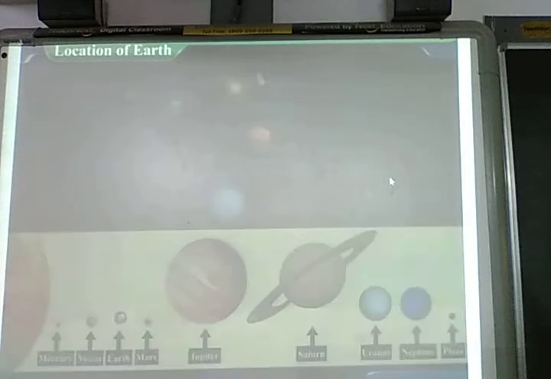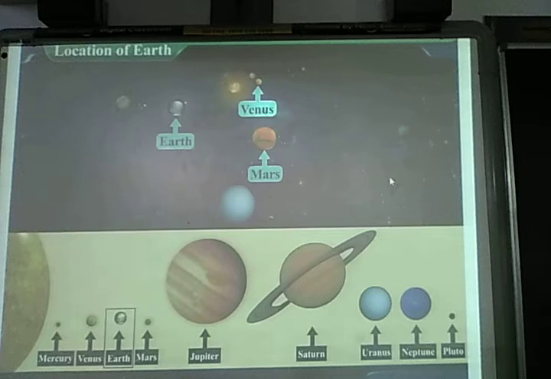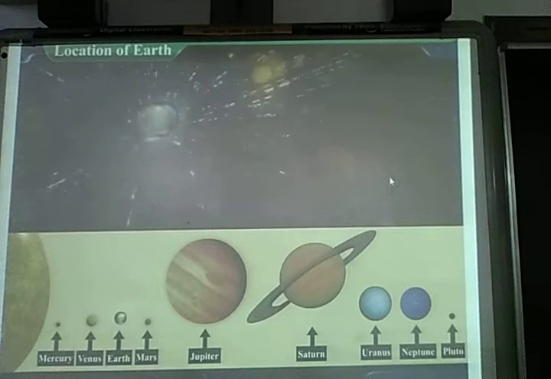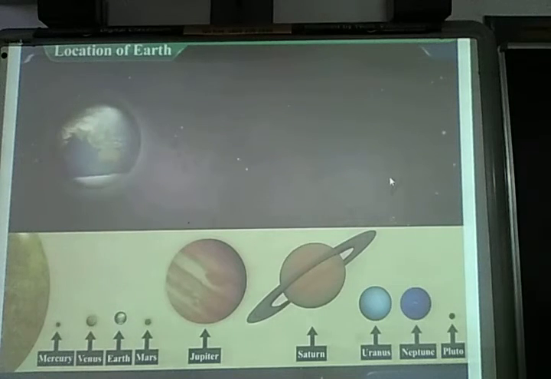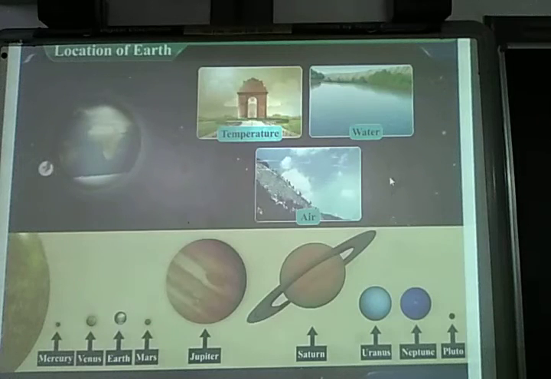Location of Earth. Earth is located in between Venus and Mars. Out of all the planets, only Earth has life-sustaining potentials like suitable temperature, water, and air on it. Hence, Earth is a unique planet of the solar system.